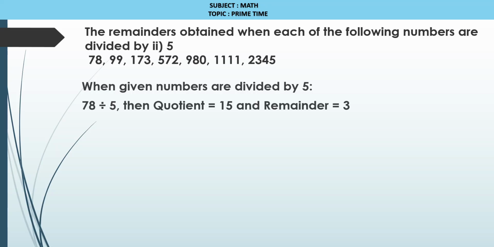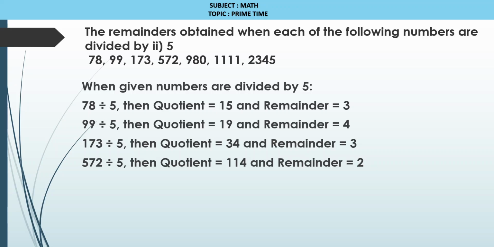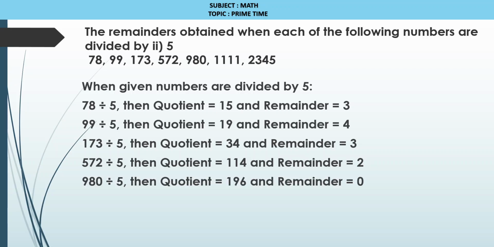78 divided by 5, then the quotient is 15 and the remainder is 3. 99 divided by 5, then the quotient is 19 and the remainder is 4. 173 divided by 5, quotient is 34 and the remainder is 3. 572 divided by 5, then the quotient is 114 and the remainder is 2. 980 divided by 5, quotient is 196 and the remainder is 0.